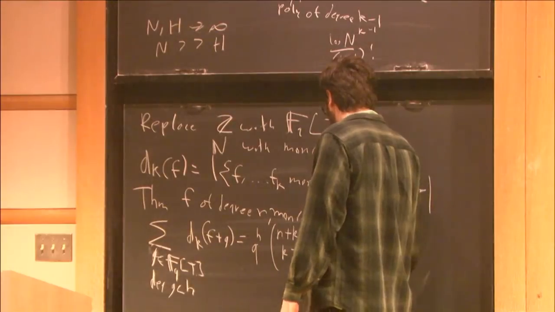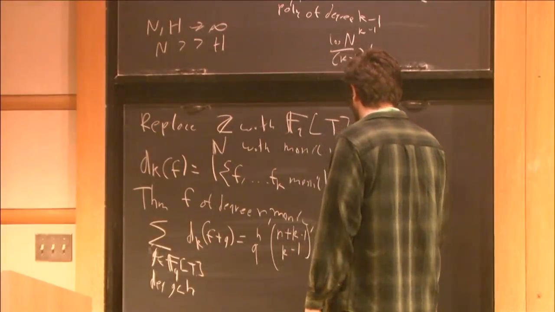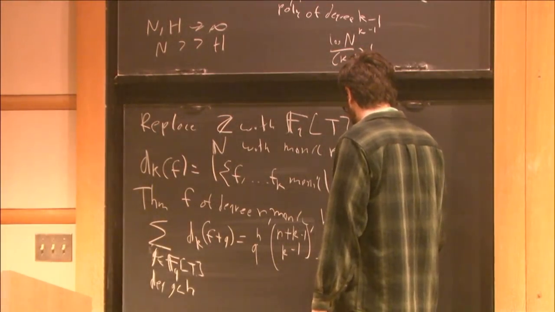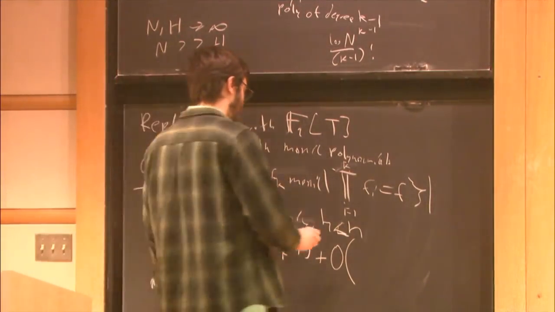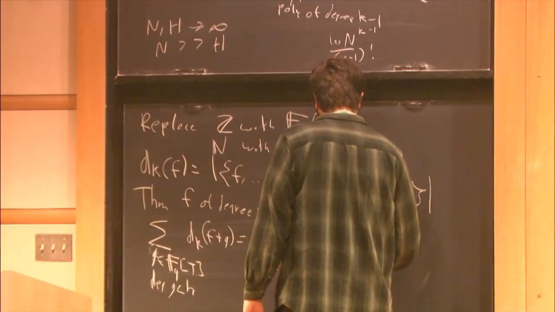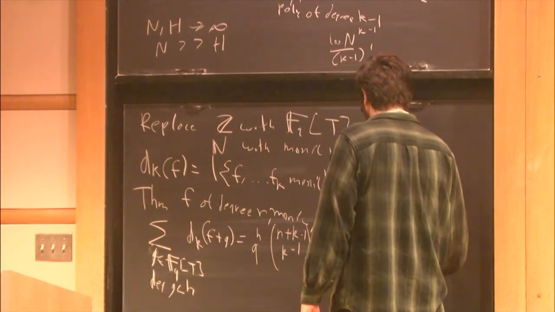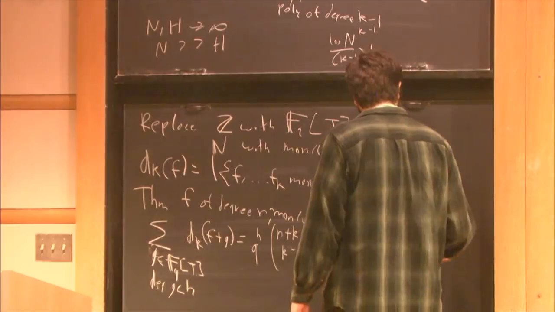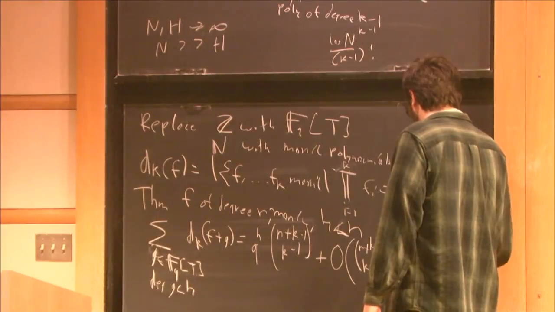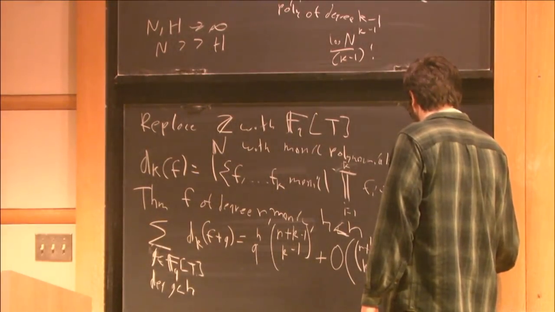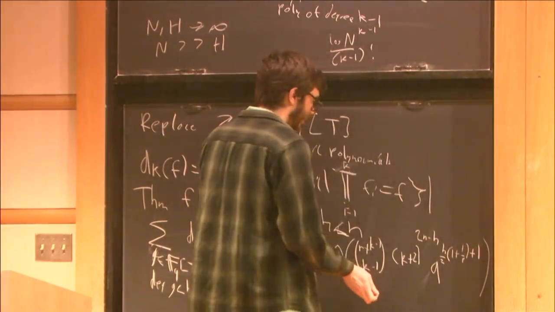And the error term is kind of weird. These g's aren't monic, the g's are not monic. We have this same n plus k minus 1, choose k minus 1. We have a k plus 2 to the 2n minus h. And then we have q raised to the power of h over 2 times 1 plus 1 over p plus 1, where p is the characteristic.